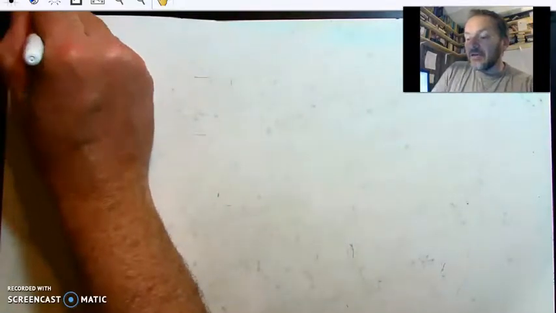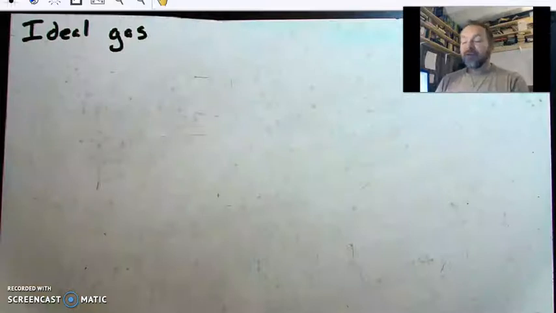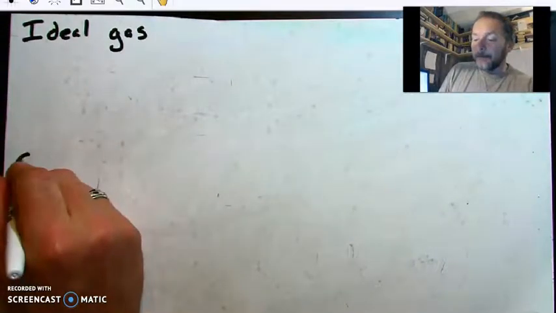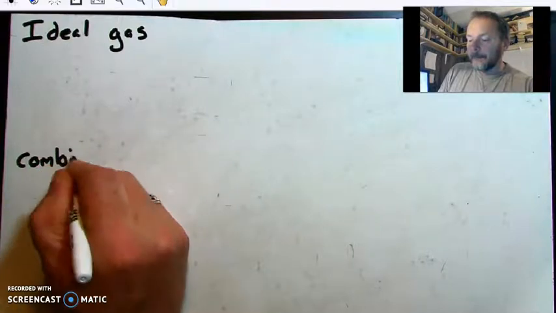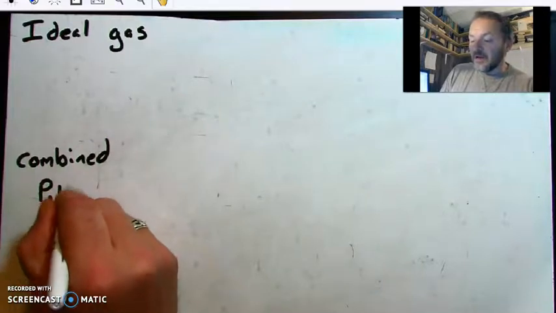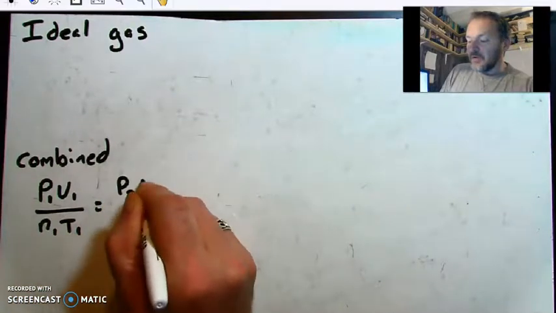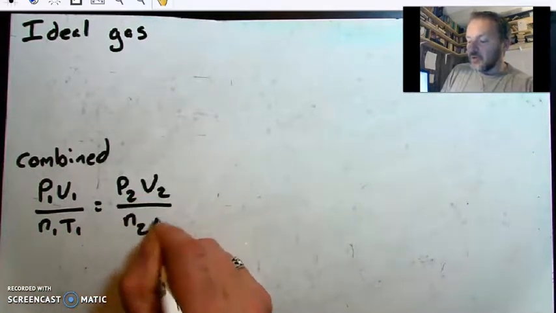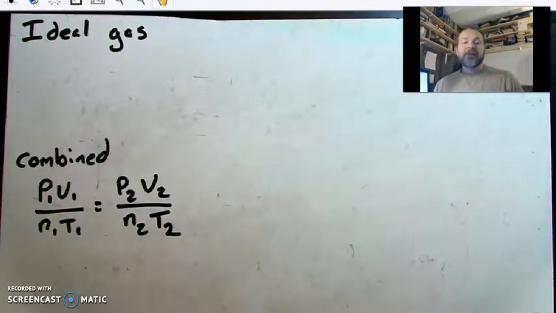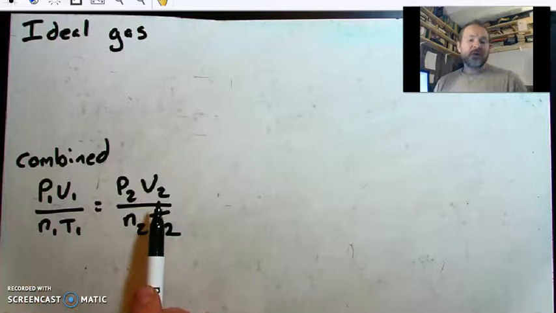Right, chemistry students, today we are going to learn about the ideal gas law. Previously, we have learned about the combined gas law. The combined gas law we had learned, and this is my version, is P1 V1 over N1 T1 equals P2 V2 over N2 T2. The idea of the combined gas law works when we have a change in conditions from one condition to another condition.